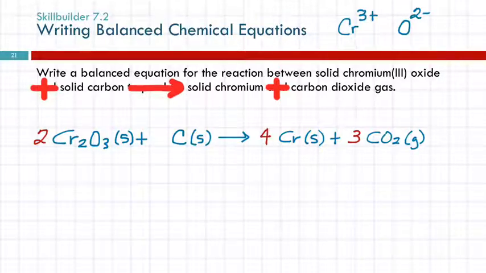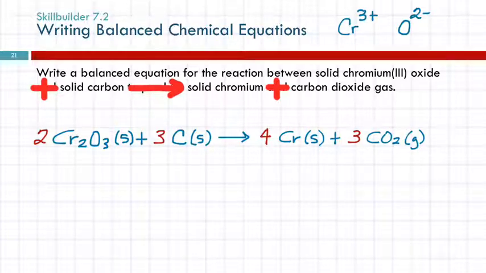So I fixed the chromium and the oxygen. The carbon here is all by itself, and so that's a good one to leave for last, because when I mess around with that, I don't change anything else. So I've got 1 carbon on this side, and there's not any here. How many carbons in this guy right here? 3. So if I put a 3 over here, then I'll be balanced.